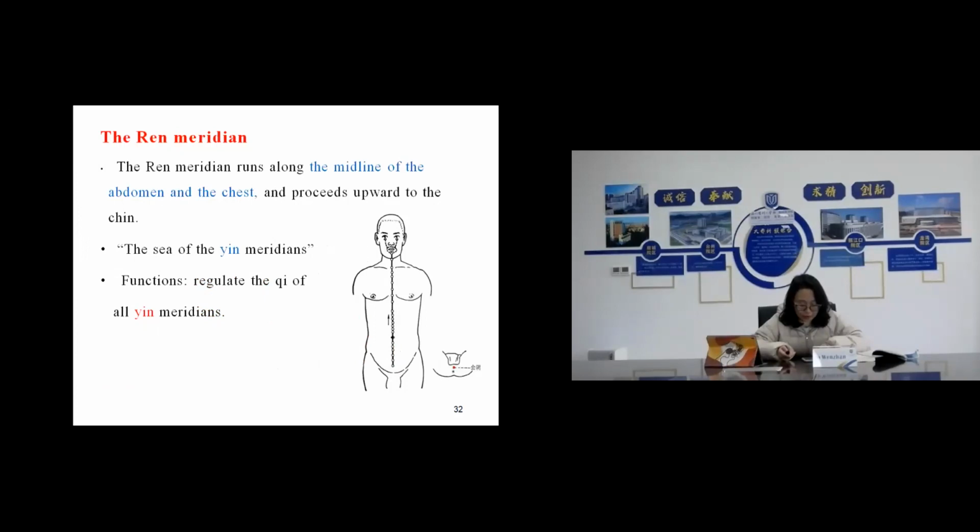Another meridian is the 任 meridian. The 任 meridian runs along the middle of the abdomen and the chest. So here is the sea of the yin meridians. The 任 meridian regulates the qi of all yin meridians.